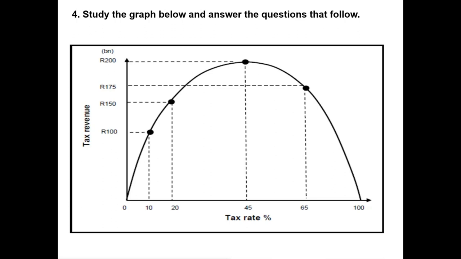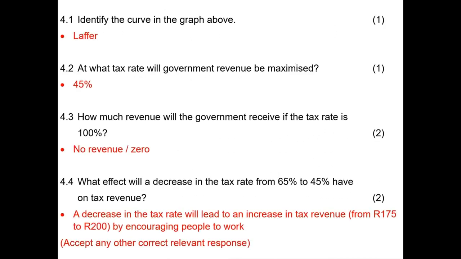Guys, our time has actually run out. Question 4.4, I'm just going to put it up on the screen for you. What effect will a decrease in the tax rate from 65% to 45% have on tax revenue? So if there's a decrease in the tax rate, this will lead to an increase in tax revenue for the government. So tax revenue will go from 175 billion to 200 billion rand. This means that because we are paying less tax, more people will be encouraged to work. Okay? For 2 marks.